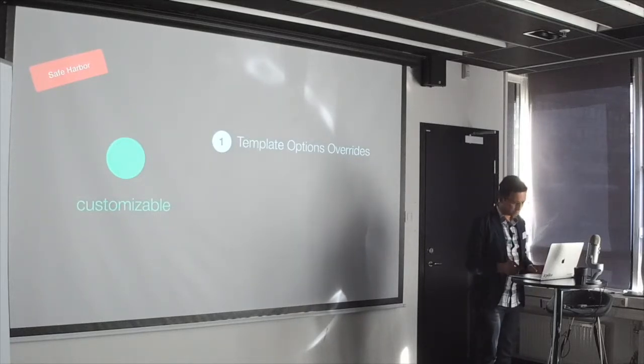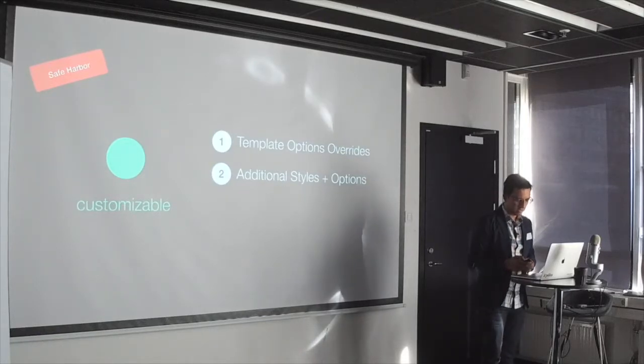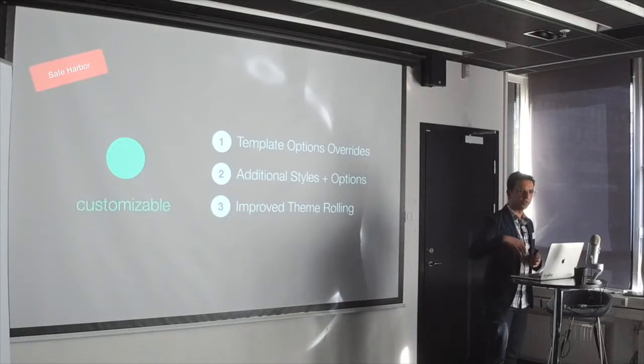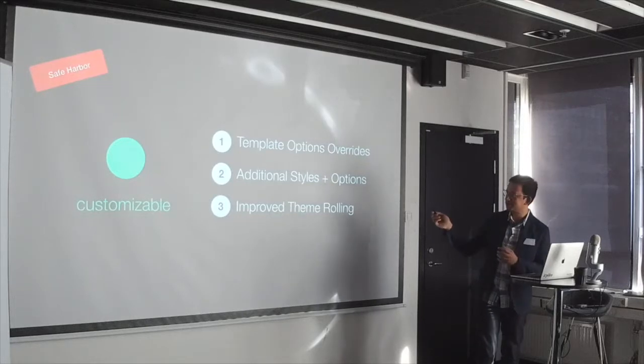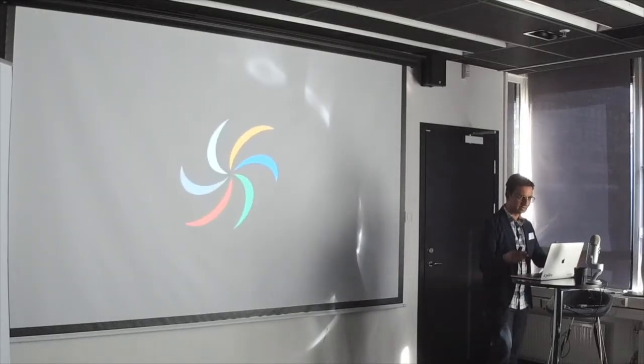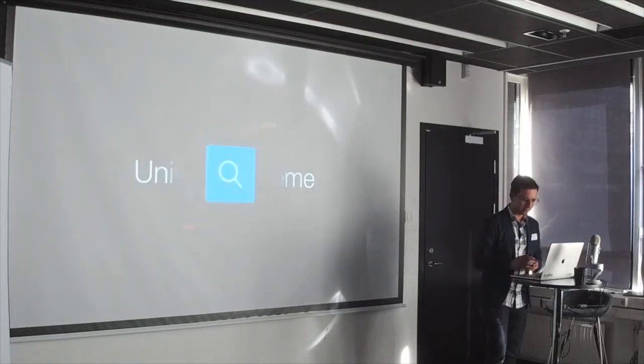That's the first thing. The next thing is we want to have additional options, additional theme styles, and also improve theme rolling. So there's a few quirks. I think we could do a better job at allowing you to pick better colors. So hopefully we're going to improve that. So all of that together is Universal Theme in APEX 5.2.